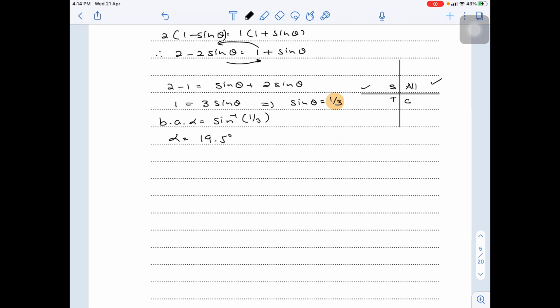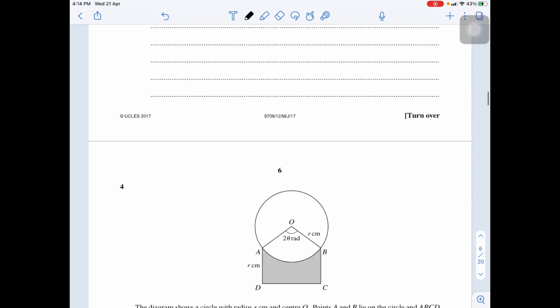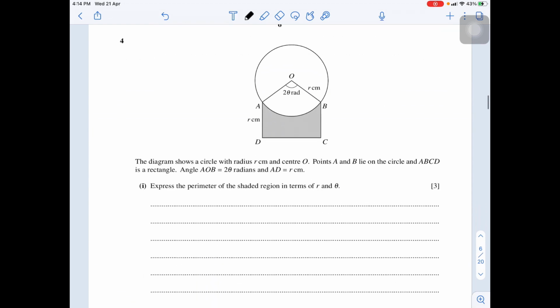So I'm writing all S, T, C. Sine is positive in the first quadrant and second quadrant. First quadrant theta is theta. Second quadrant theta is 180 minus theta. So I'm writing theta is 19.5 and 180 minus 19.5. So theta is 19.5 degrees, and use calculator again to give you 160.5 degrees. Let's try question number 4 now.